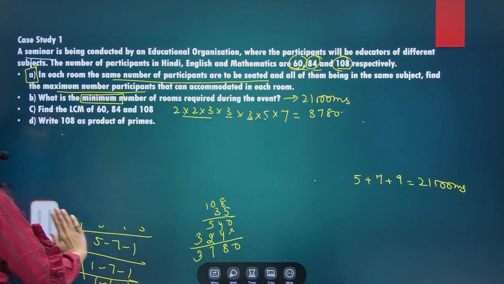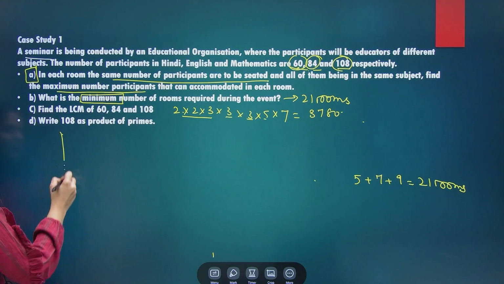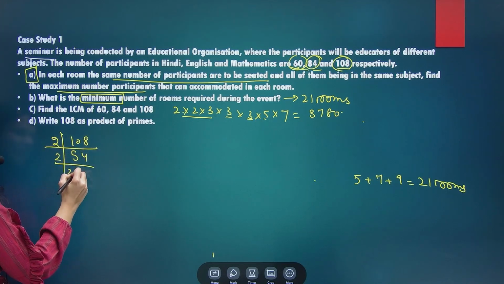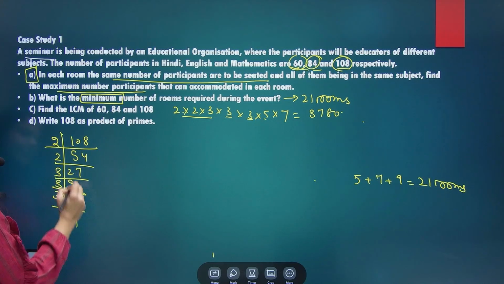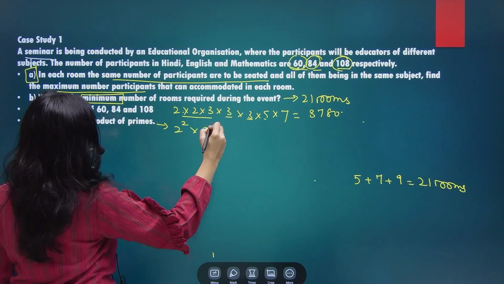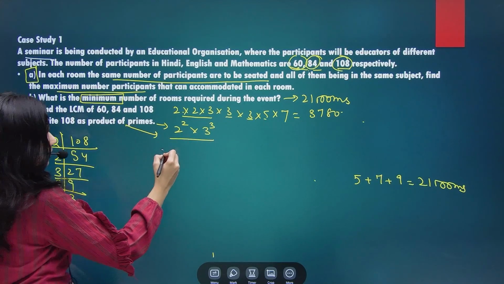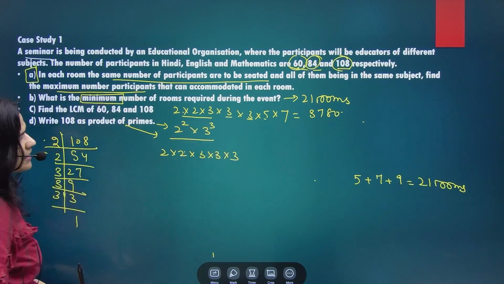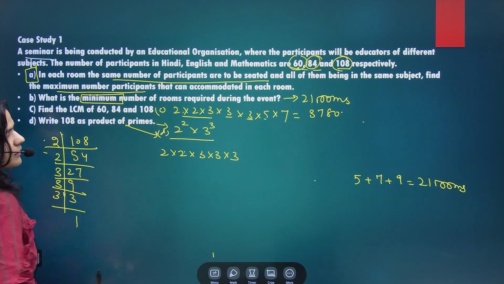Write 108 as the product of primes. Product of primes, again, you have to do the prime factorization. So this was quite easy. This is the product of primes, that is 2 into 2 into 3 into 3 into 3. दो बार 2 लिखा है and three times 3, so I have written it as 2 square into 3 cube. So this is the answer for D part, C part.